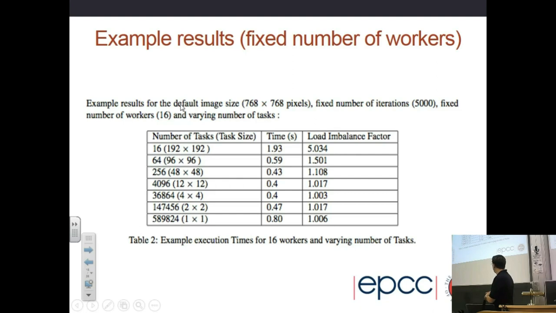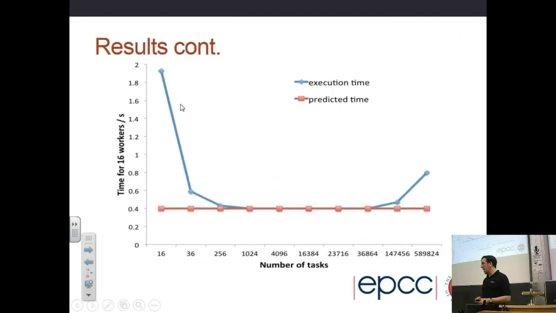When the tasks are very small, when tasks are 4x4 blocks of pixels or even down to a single pixel, the time goes up. That's because although the load balance is getting better, your tasks are so small that all your time is spent in coordination. The graph here is just a simple plot of that. For a small number of tasks or large task size, we get this very long run time of almost two seconds. From that, we can predict what the runtime should be, which is the red bar, the minimum runtime. And you'll see we actually approach that quite nicely.